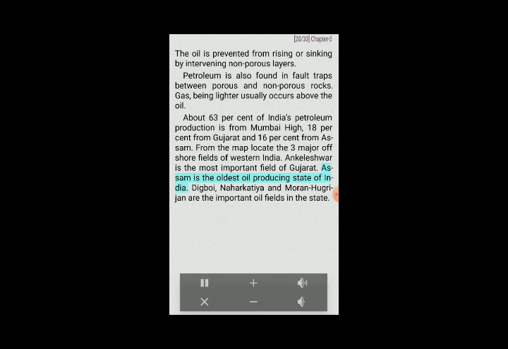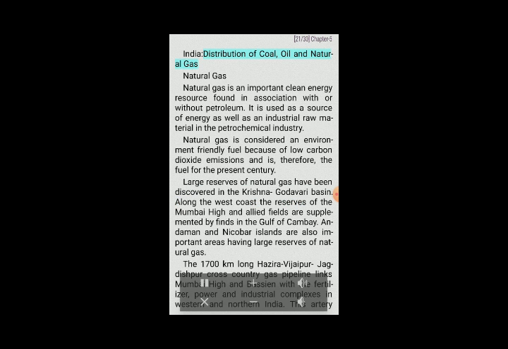Ankleshwar is the most important field of Gujarat. Assam is the oldest oil-producing state of India. Digboi, Naharkatiya and Moran-Hugrijan are the important oil fields in the state. India: Distribution of coal, oil and natural gas.